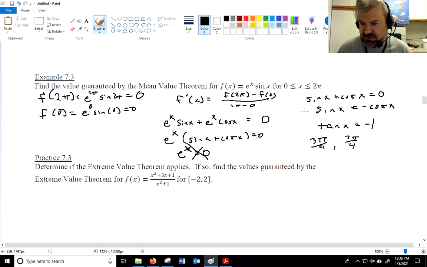So which one did they guarantee? It turns out both of them. We were guaranteed at least one. Both of those values we could call the value guaranteed. The mean value theorem says there'd be at least one. It doesn't say there won't be more than one. But I won't keep going around this unit circle again because that would not be in the interval.